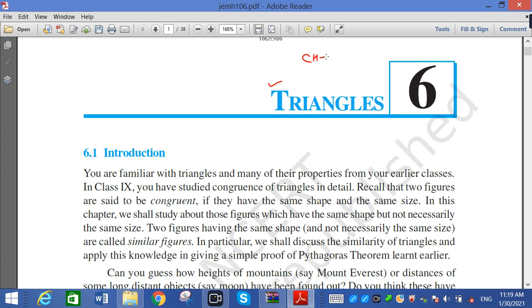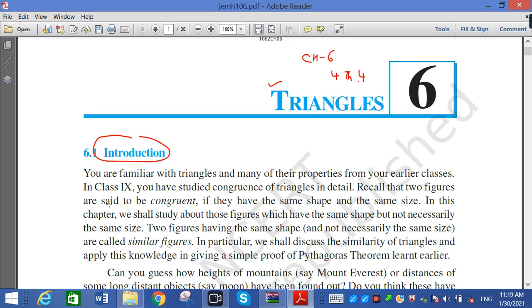Chapter 6. Four important theorems from this lesson. Out of the four, two must be asked in the exam. So today we first go for the introduction.